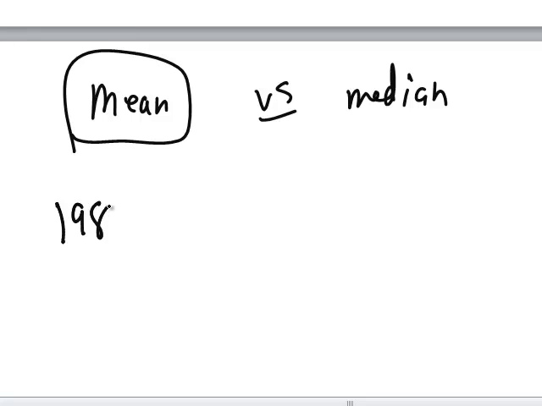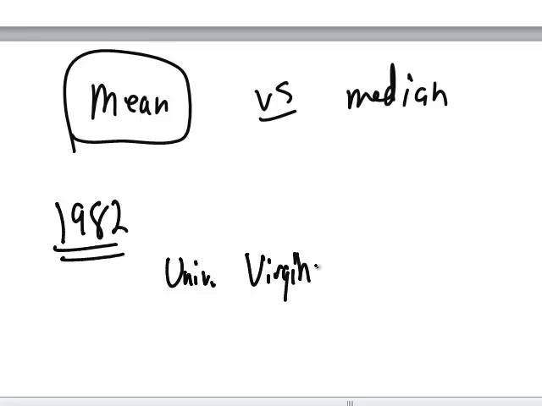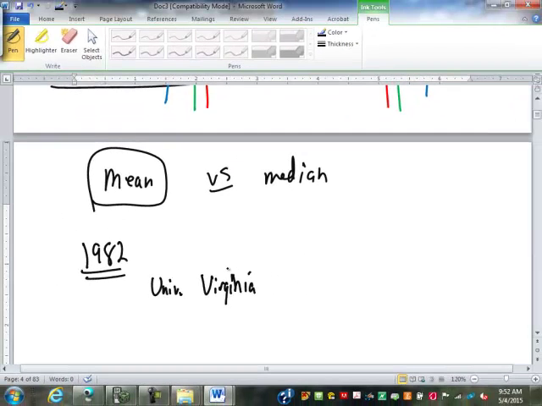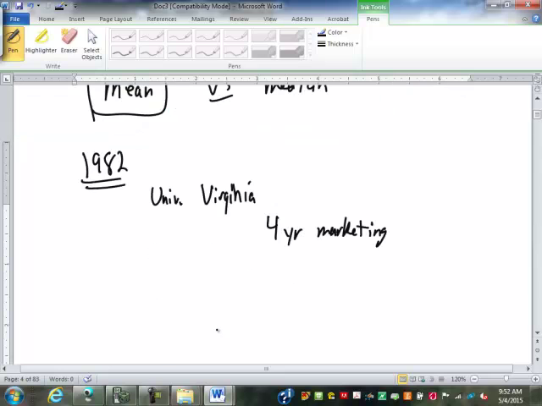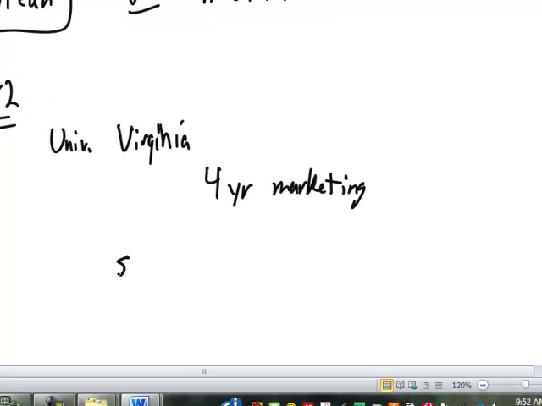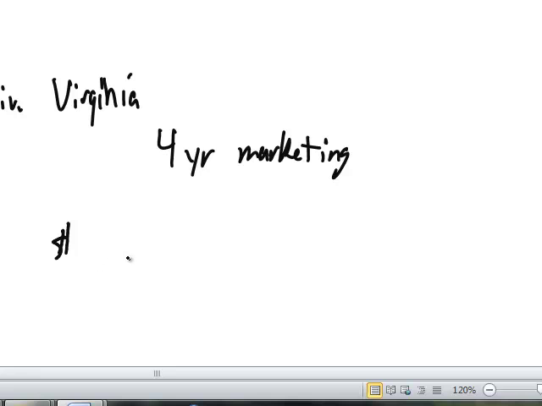In 1982, this also kind of goes along the lines of deceiving statistics that we talked about last week. University of Virginia advertised that the average starting salary of a four-year marketing graduate, in other words, a bachelor's degree in marketing, was, anybody want to guess? Just over $78,000 a year.